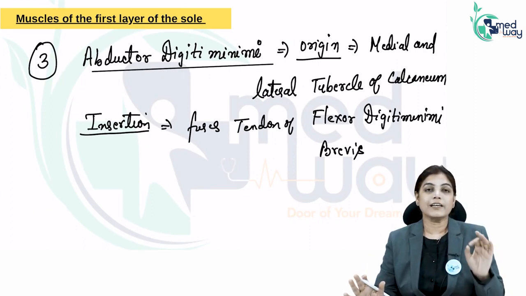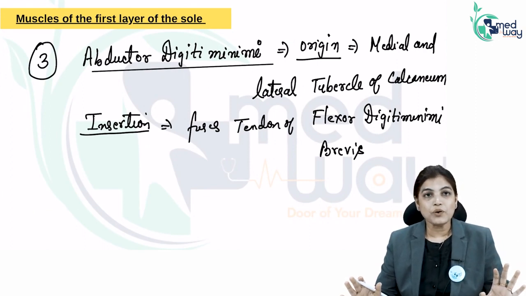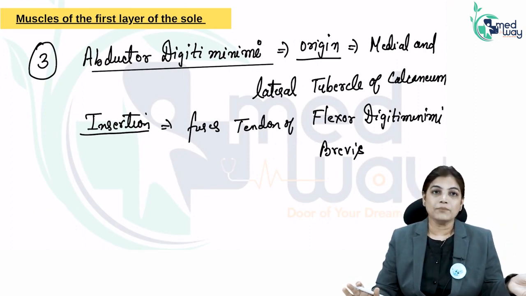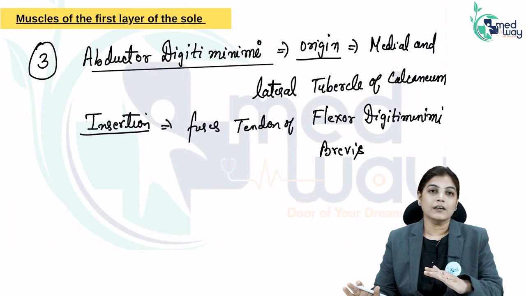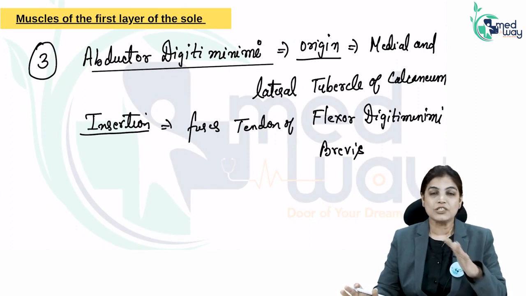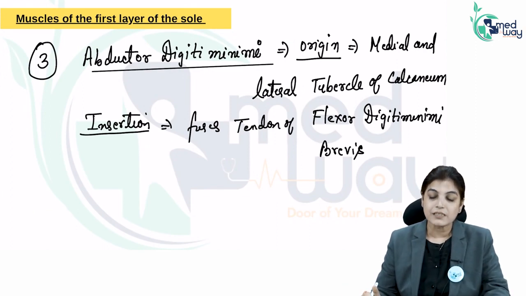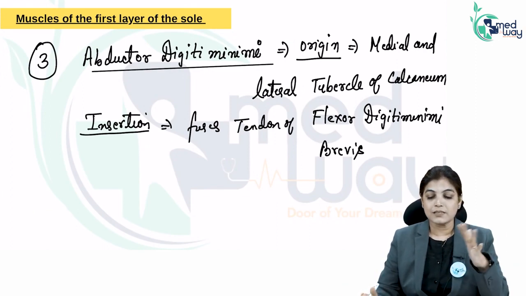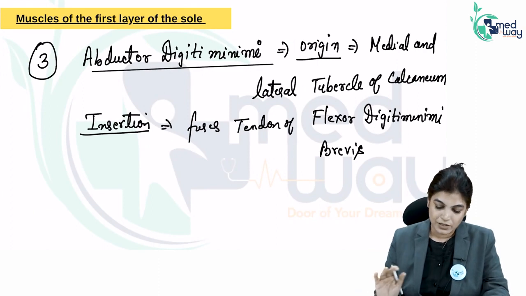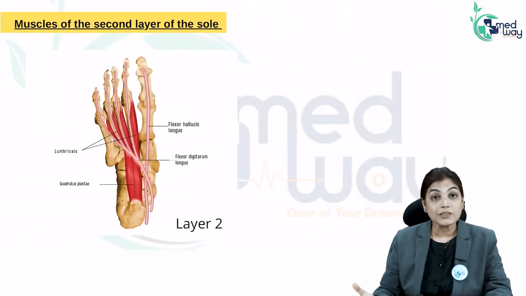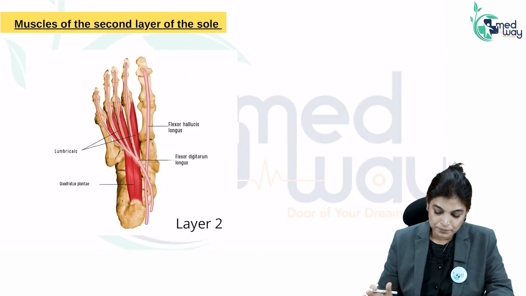The three muscles: flexor digitorum brevis for the lateral four toes, one medially, abductor hallucis, and one laterally, that is the abductor digiti minimi. Abductor digiti minimi is merging with the flexor digiti minimi brevis. The abductor hallucis is merging with the tendon of flexor hallucis brevis. Done with this. Action is according to the name, and nerve supply I will tell you at the end.